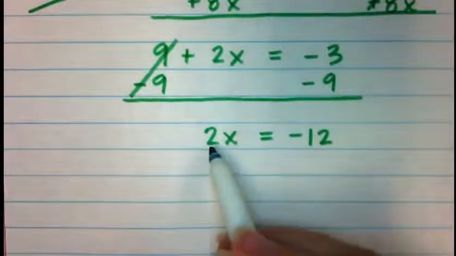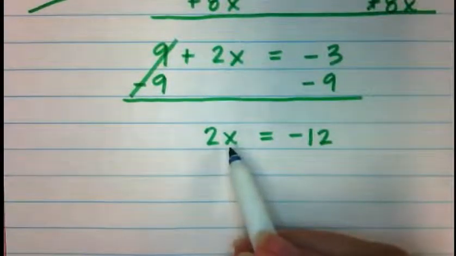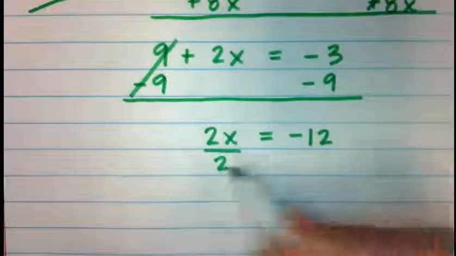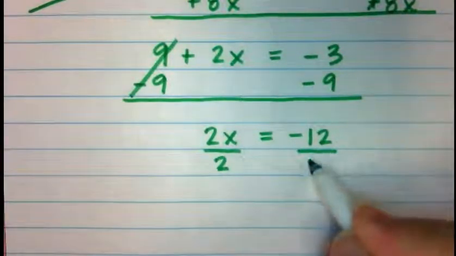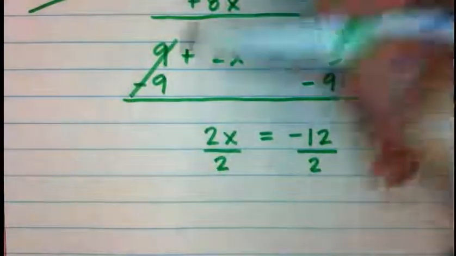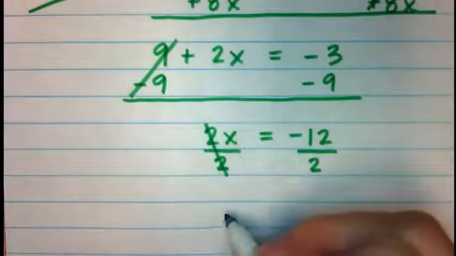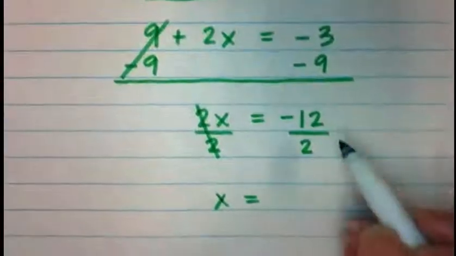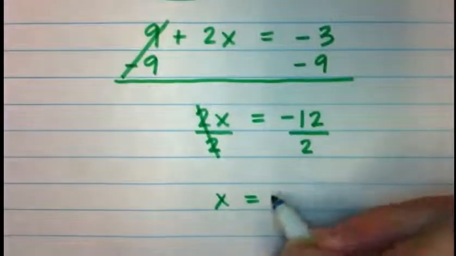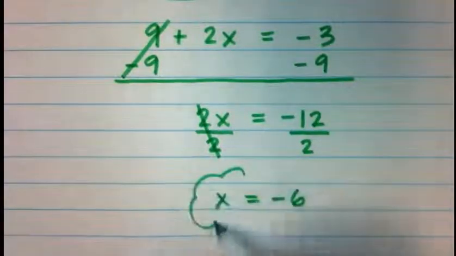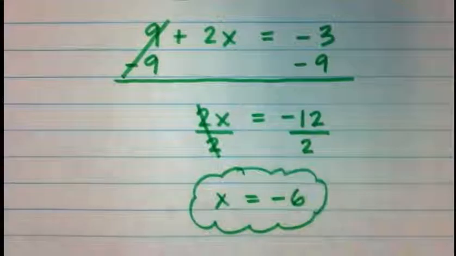So to disconnect the 2 and the x, I need to do the opposite. This is multiplication, so I need to divide by 2. And whatever you do to one side, you do to the other, which is going to cause those 2's to cancel. So now I'm just going to evaluate this, and negative 12 divided by 2 would be a negative 6. So this is my solution.